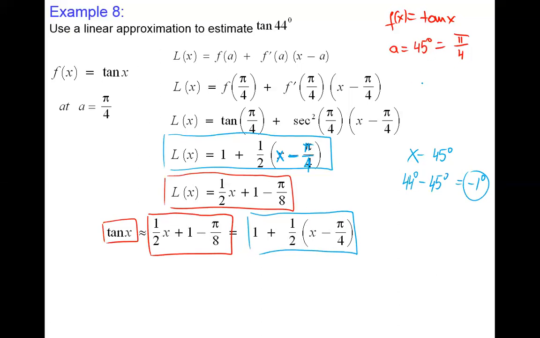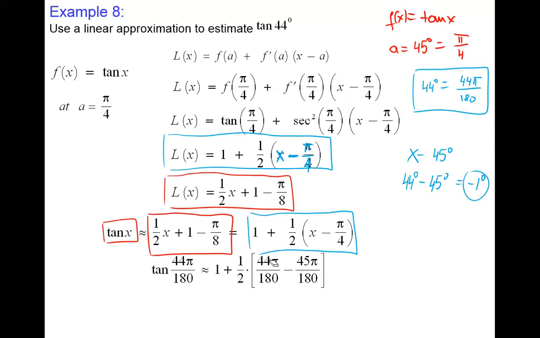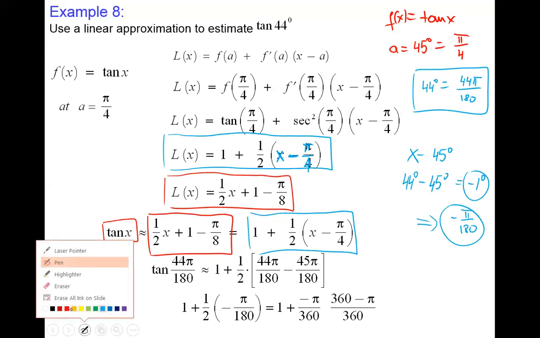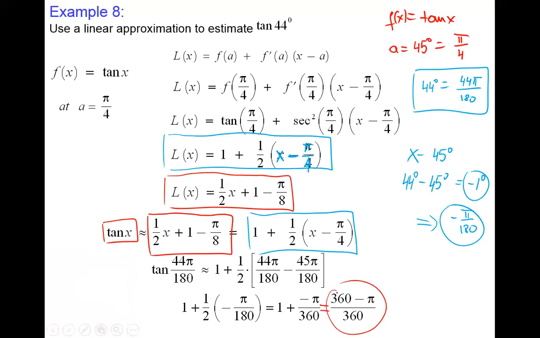But what I have to do, first of all, 44 degrees is 44 times pi over 180. You remember how to convert from degrees to radians. The difference of negative 1 degree will be just negative pi over 180. That means that's what I'm doing: 44 pi over 180 minus 45 pi over 180, which is pi over 4. And the difference is negative 1. Negative 1 in radians is simply negative pi over 180. Multiplying by half, I'm getting negative pi over 360. And getting a common denominator, I have this weird number.